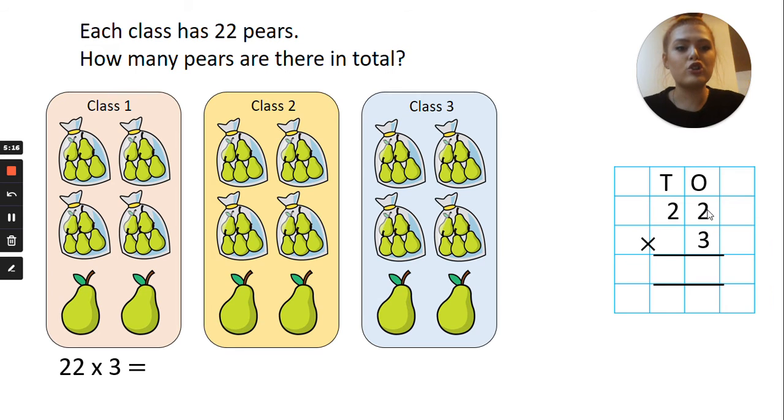So in the 1s column, I've got 2 times by 3. Underneath, I can write my answer is 6. Then we're going to work out our 10s column. So I've got 2 10s times by 3. 2 lots of 10 times by 3. 2 times 3 is 6. So I've got 6 lots of 10s in the 10s column. That gives me the total of 66. There are 66 pairs in total.